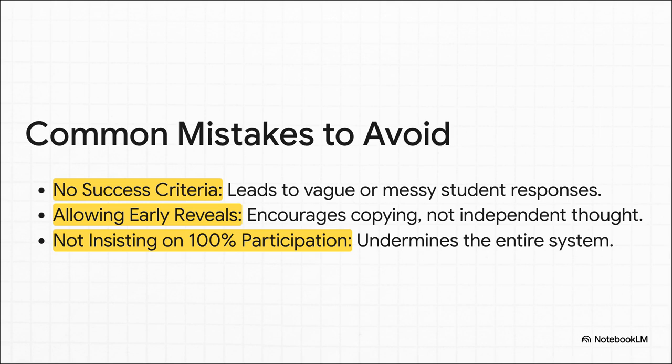And finally, let's talk about what can go wrong. First big mistake, not giving clear success criteria. If students don't know what a good answer looks like, you're just going to get a bunch of vague, messy responses. Second, letting kids show their boards early. That just encourages copying and totally defeats the purpose of seeing what they're thinking independently. And the last one is maybe the most critical, not insisting on 100% participation. The moment you let that slide, the whole system just loses its power.